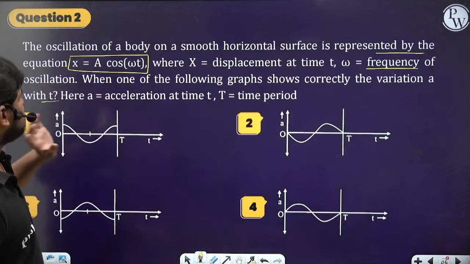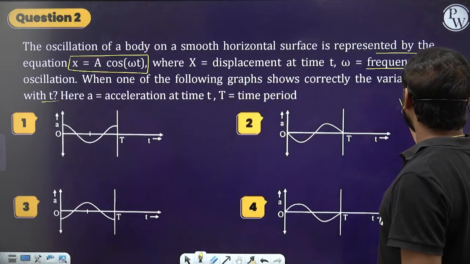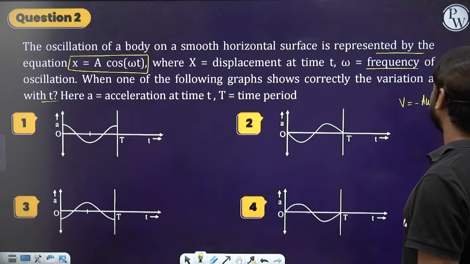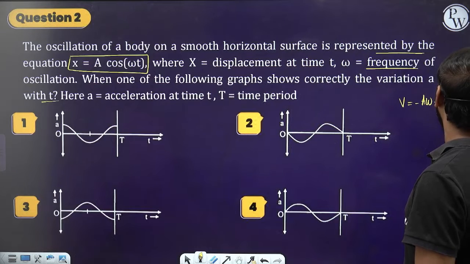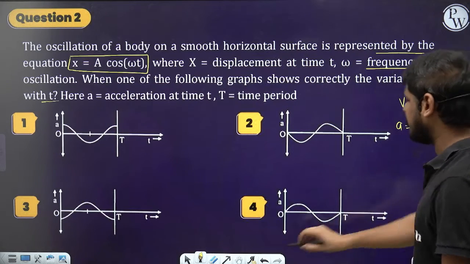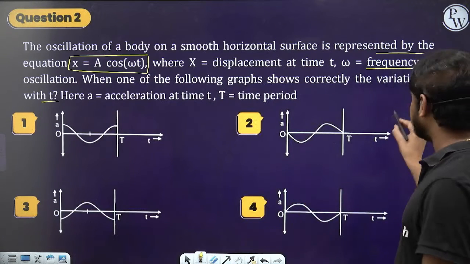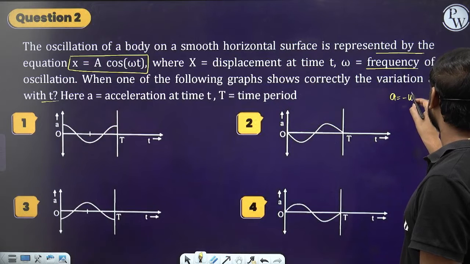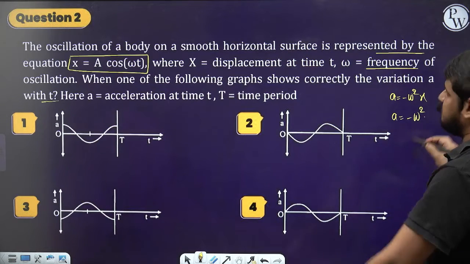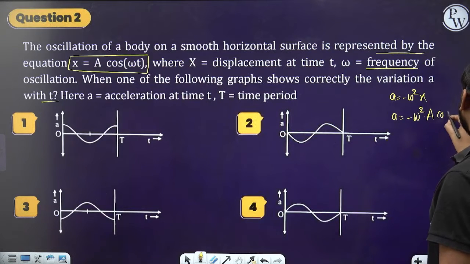So if x is equal to a cos omega t, what will be the velocity? So minus a omega into sine omega t. Right? Then what will be the acceleration? See, directly you can go for this. Velocity is also not required because you know the acceleration equation, minus omega square x. So a is equal to minus omega square, and in place of x, I can write a cos omega t.